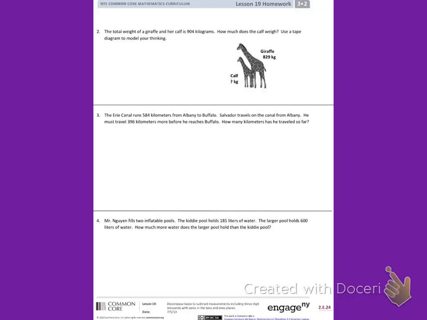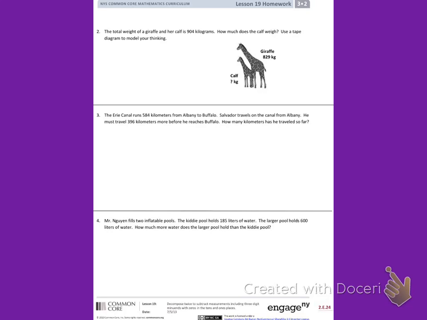Module 2, Lesson 19's objective is to decompose twice to subtract measurements including 3-digit minuends with zeros in the tens and ones places. Question 2 says, the total weight of a giraffe and her calf is 904 kilograms. How much does the calf weigh? Use a tape diagram to model your thinking.